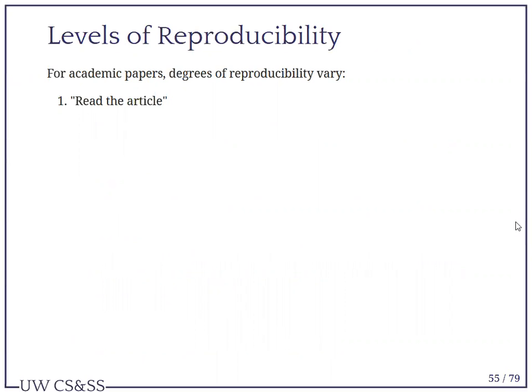Let's talk about the levels of reproducibility. For academic papers, degrees of reproducibility vary. The first one is often read the article. I've reproduced papers from this step, the read the article step. And it's very difficult to figure out where all of the data got filtered and what things they removed and what things they changed and how exactly they calculated each of the columns. If all you've done is read the article, that's supposed to be sufficient information for other people to reproduce your research.